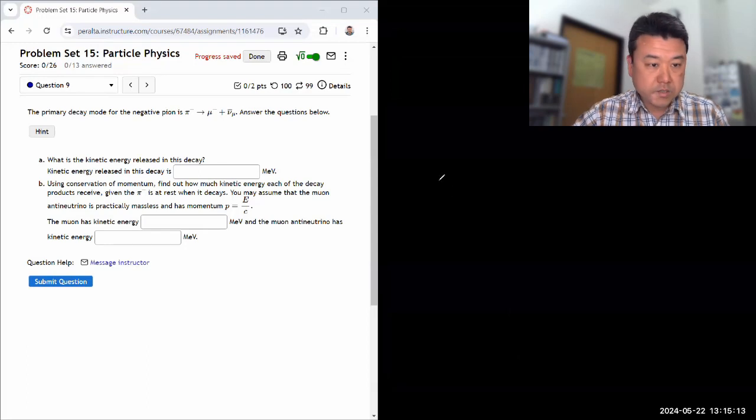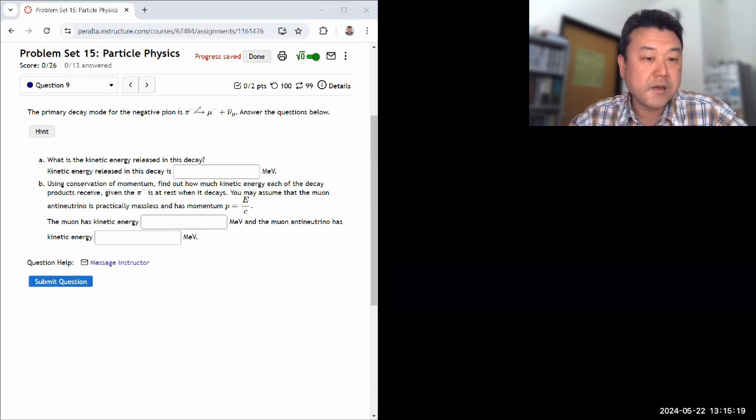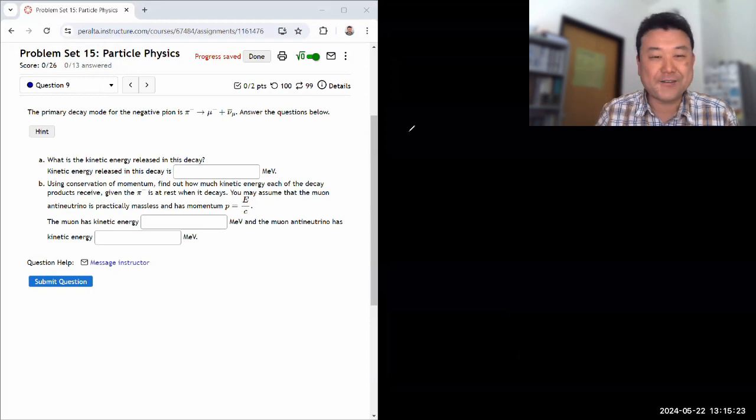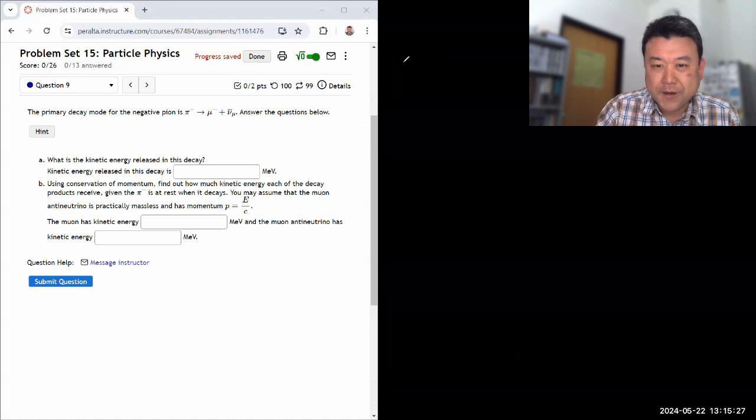Okay, so this question says the primary decay mode for negative pion is that. Let me draw a Feynman diagram for this process. I mean, you don't need it, but I think I've drawn Feynman diagrams for other processes in this chapter. So let me just show you what that looks like.